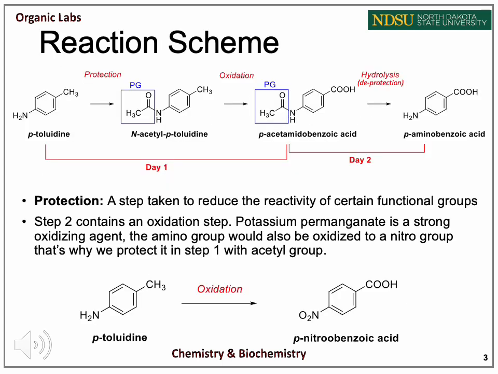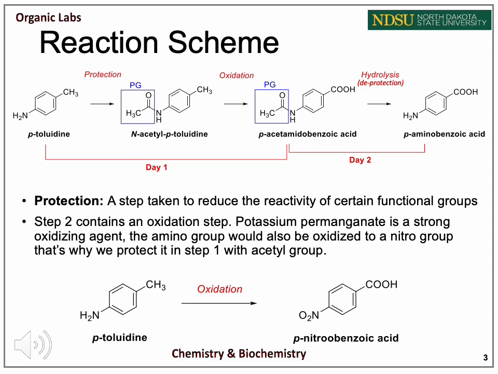The synthesis to create para-aminobenzoic acid consists of three main steps: a protection, an oxidation, and hydrolysis, or deprotection. Let's start with a definition of protection. Protection is a step taken to reduce the reactivity of certain functional groups. In the case of para-toluidine, the functional group in question is an amino group.